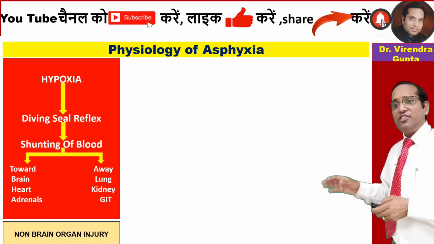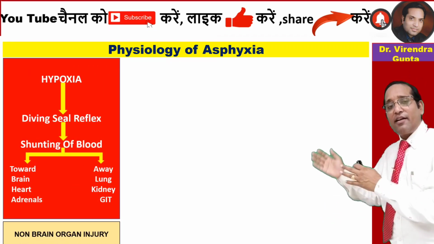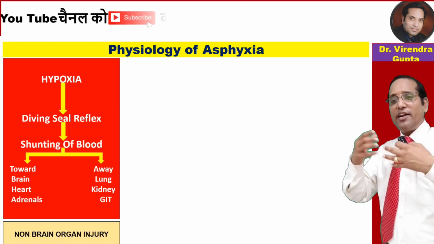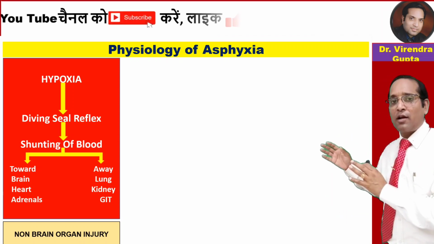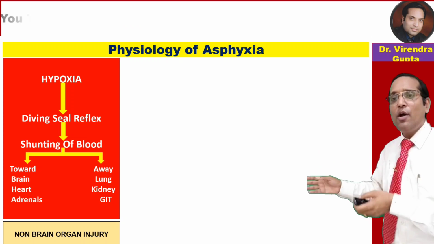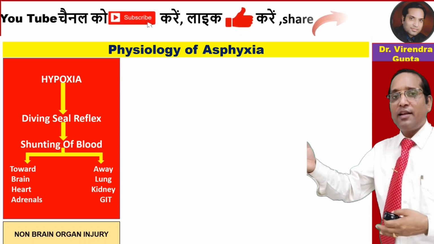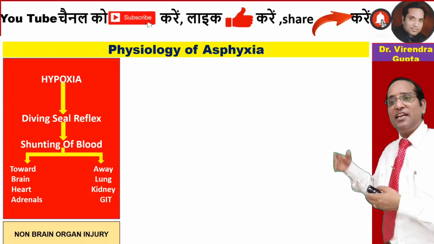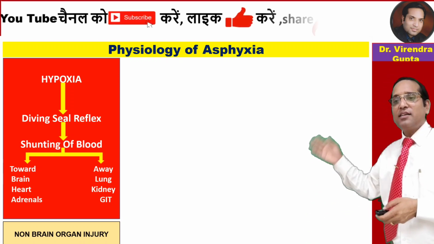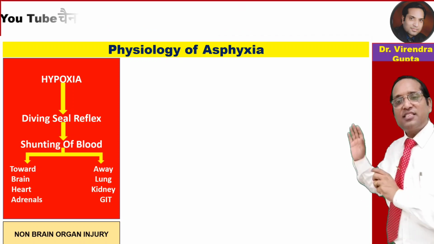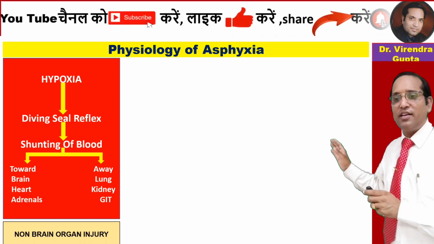And guys, physiologically, if asphyxia is there, initially there is shunting of blood toward the brain, heart, and adrenal, the most vital organs. This is called the diving seal reflex, and blood is diverted away from the lungs, kidney, and GIT. In this condition, there is no brain organ injury.